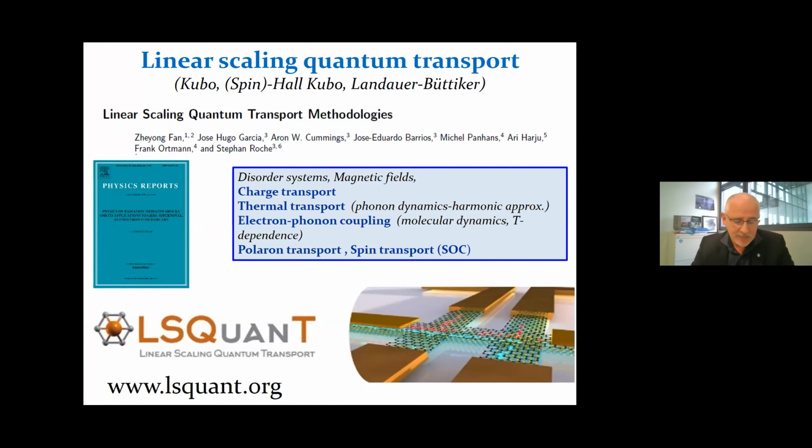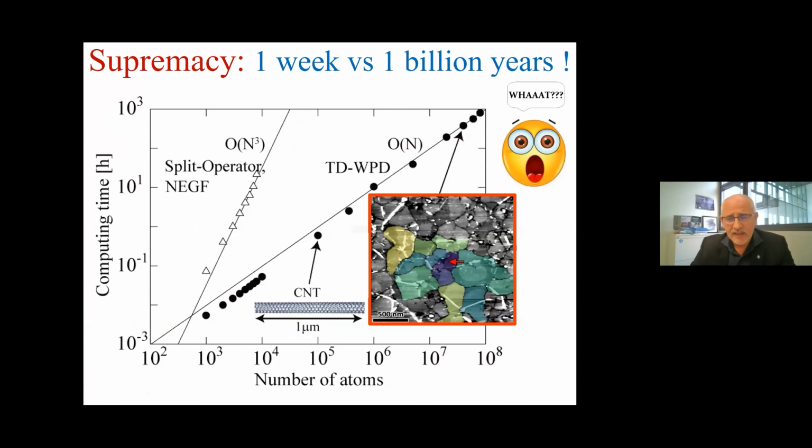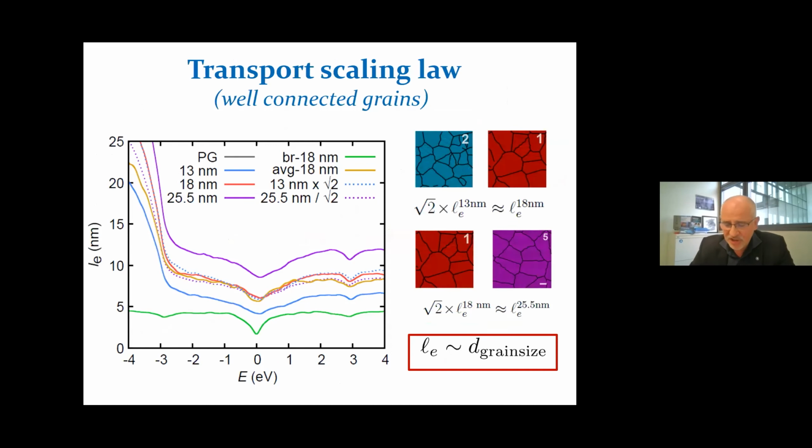And actually, as Peter said, you have to resort to efficient numerical simulation of quantum transport in order to access this type of quantity. So this is what we have been developing during many years. And actually, these methods have a surprising supremacy in the sense that we can simulate the charge mobility, for instance, of a polycrystalline graphene in a couple of weeks, and it would take us like a billion years if we would use an alternative algorithm. So it really gives us some very large capability.